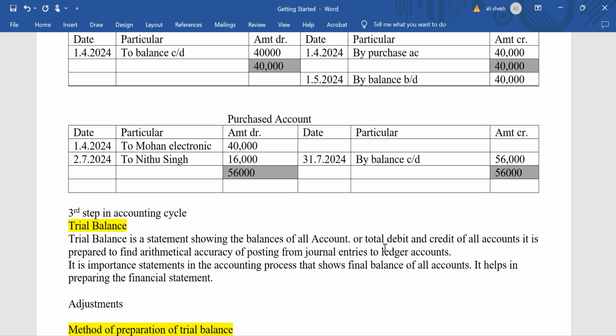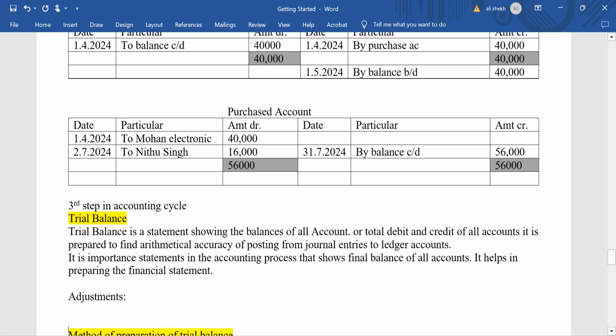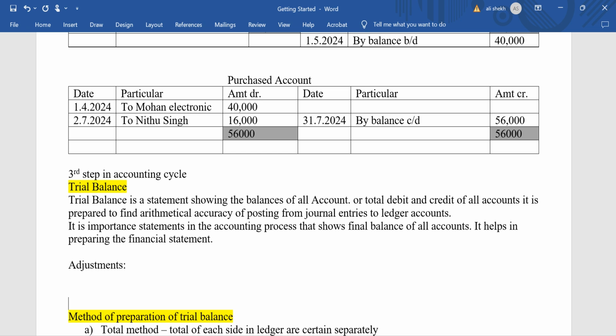Adjustments. Then we will prepare the adjusted trial balance.